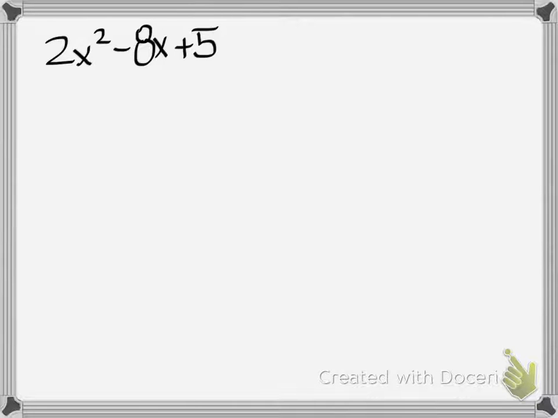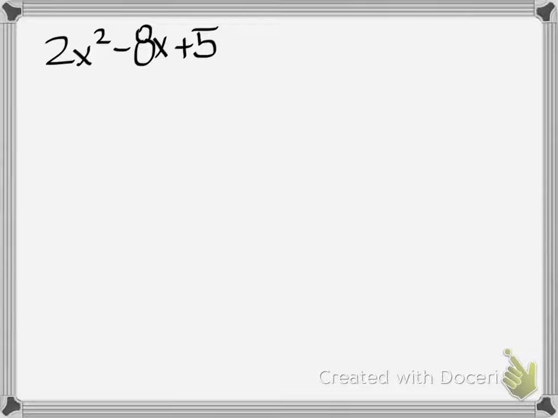For section 5, topic 7, we're going to take a look at completing the square to write the quadratic equation in vertex form, and then we're going to solve it to find the zero or the zeros by taking the square root of both sides. Alright, let's take a look here.